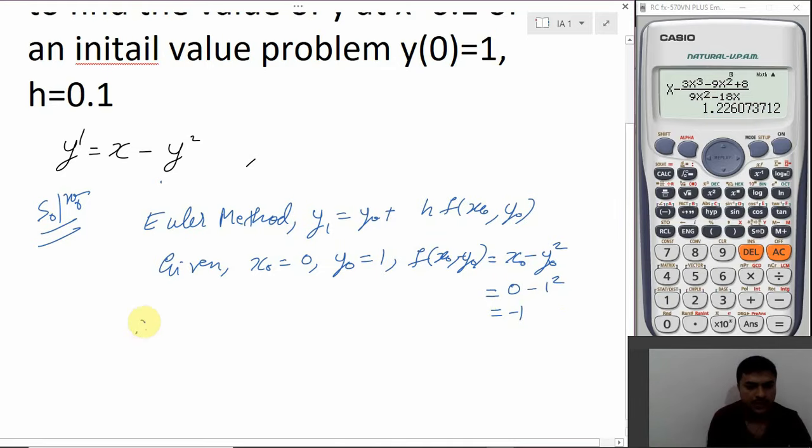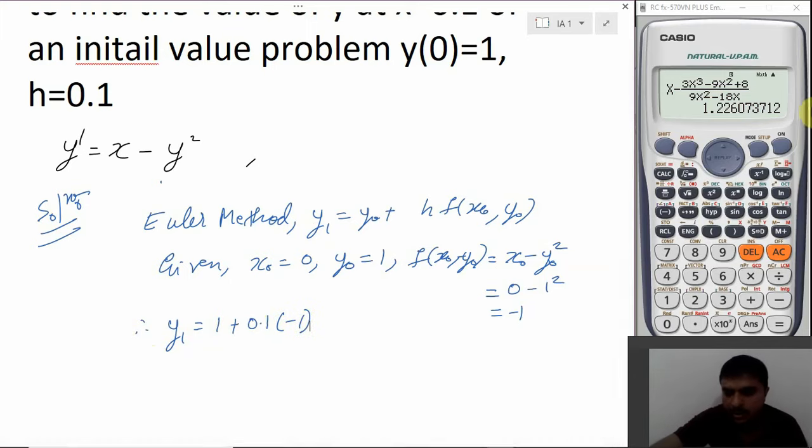So easily you can get this y1 equal to, what is y naught? Y naught I have already written, it's 1 plus h. Yes students, very important. In the question they have already given h is 0.1. f of x naught, y naught is minus 1.